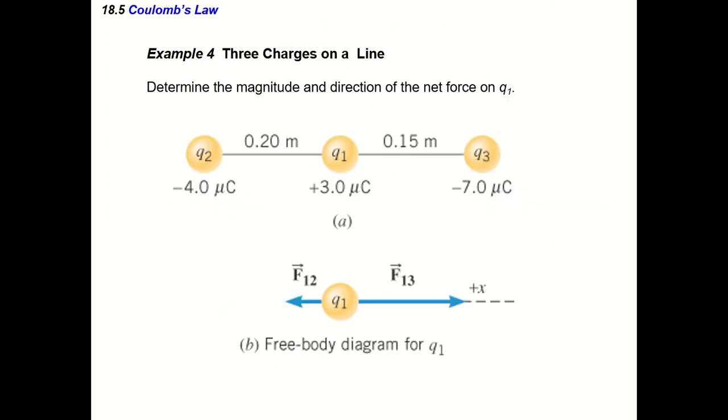All right. Okay, so another example. This is our fourth example: 3 charges on a line. Determine the magnitude and direction of the net force on Q1. So this is our Q1 here. First you have to translate this into a free body diagram, so the equivalent diagram from this presentation.